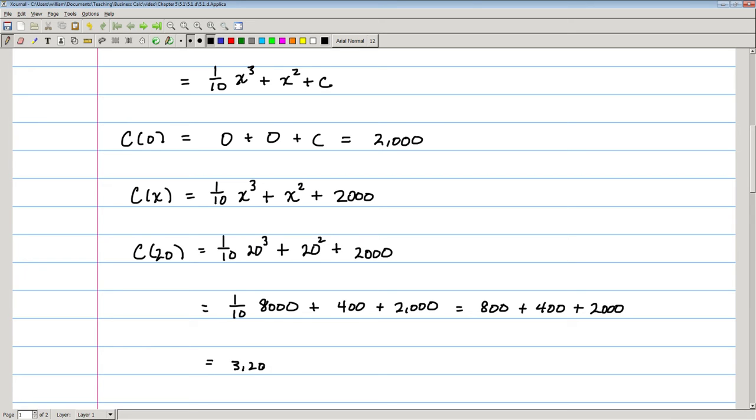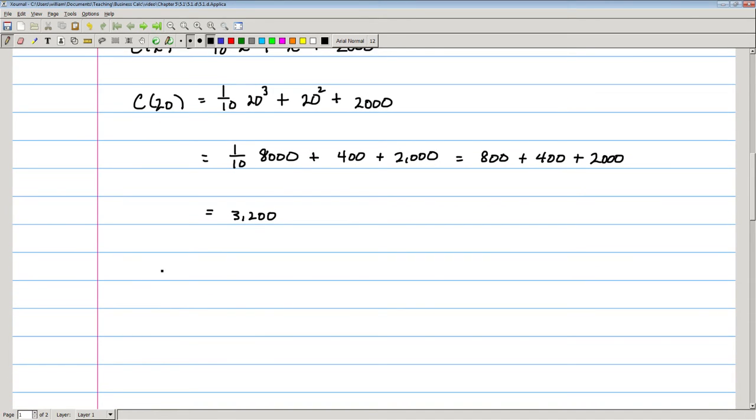Haven't done that in a while. And so to answer our word problem, the cost of producing 20 units is $3,200. Let's try the other example.